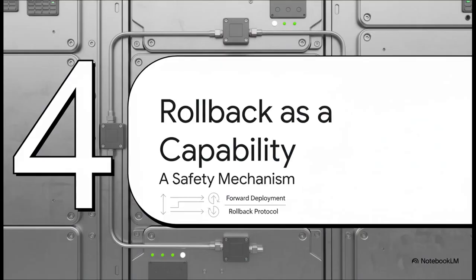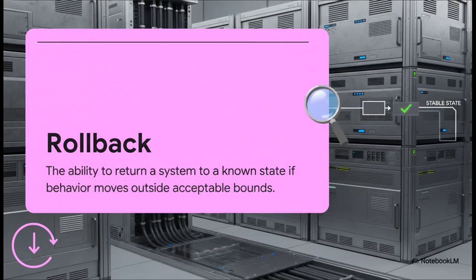Okay, so if promotion is about moving forward carefully, what happens when things go wrong? And they will. This is where our second core discipline comes in. We have to start thinking of rollback as a planned, essential capability, not a panic button. So the key point here is this. Rollback isn't some frantic emergency undo button you hit when you're in trouble. It is a capability that you design into the system from the very beginning. It's your safety net. It allows you to instantly revert the system back to a version that you know is stable and well-behaved, especially if the current one starts drifting into an unacceptable state.